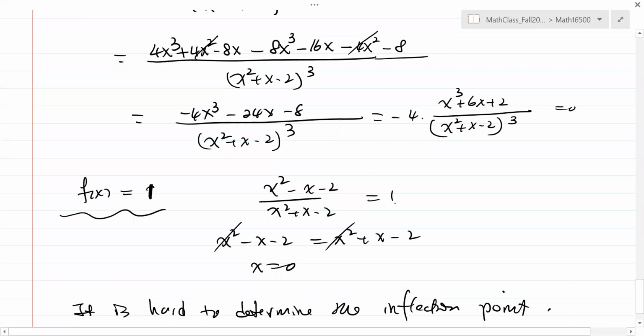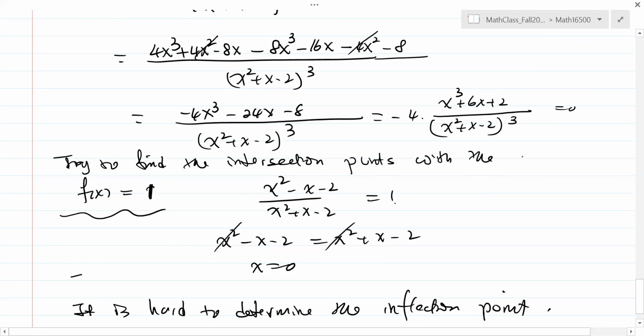So we want to find the intersection point, and we try to find the intersection point with the line y equals 1. So you set f of x equals 1.